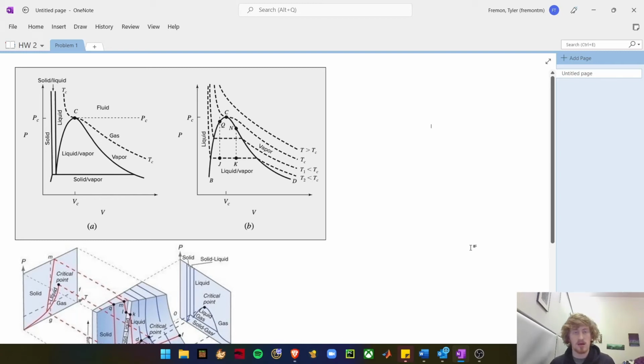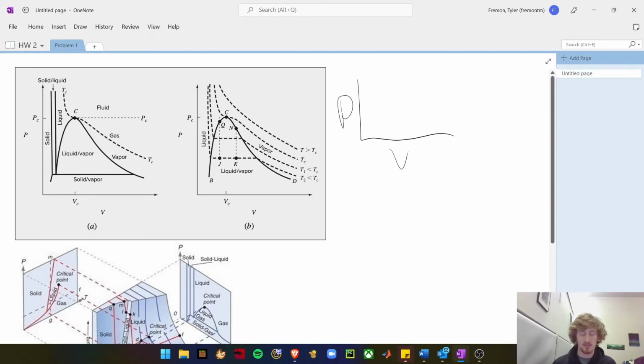So today we're going to be looking at how we can use a schematic pressure volume diagram with isotherms to determine the A and B parameters of the van der Waals equation. So the first thing to note here is that as opposed to our typical phase diagram with temperature along the x-axis and pressure along the y-axis, we actually have volume along the x-axis.